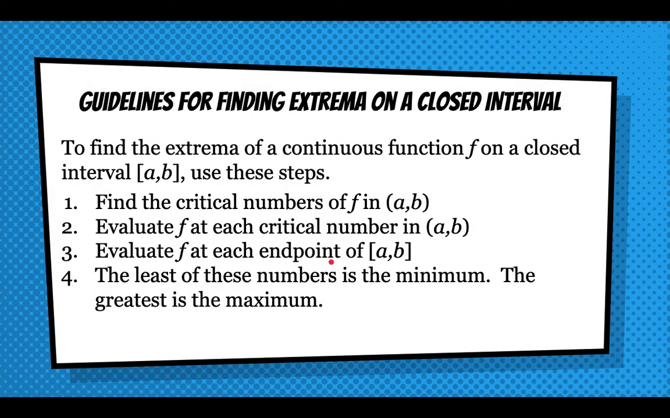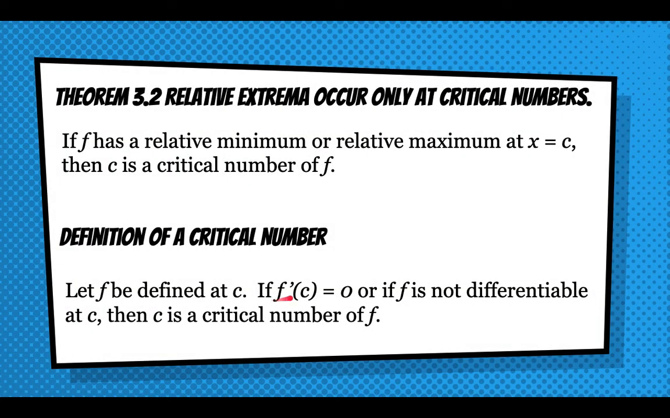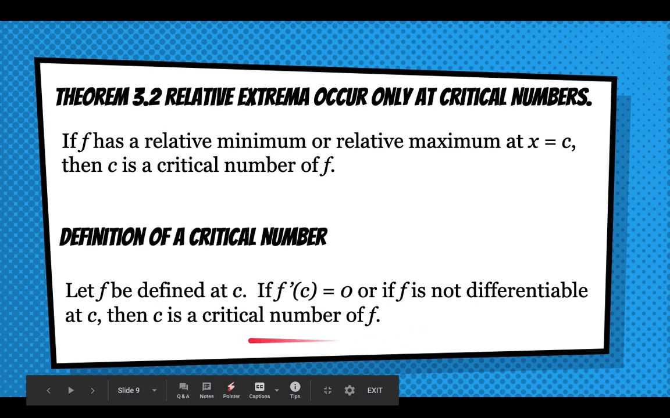Or if f is not differentiable at c. If the derivative does not exist at c, like things we looked at with the absolute value, which has that point where we have that peak, you can't find the derivative at c. That is a critical value, a critical number. So you could get a relative extremum at those points.